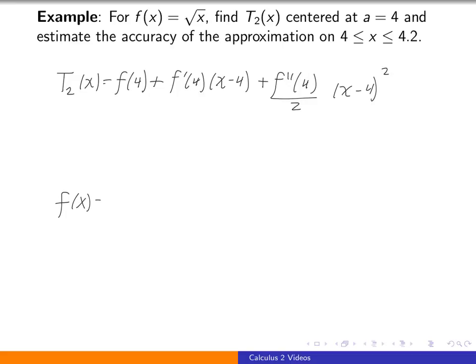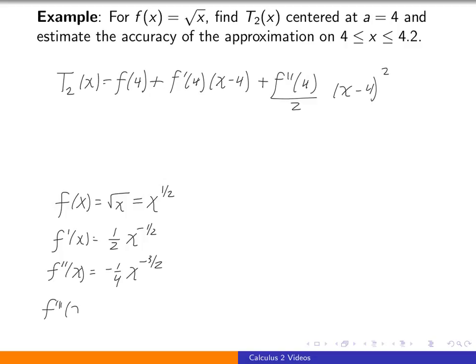So f of x is the square root of x. In terms of differentiation, it's maybe convenient to rewrite this as x to the 1/2. Then using the power rule, f prime of x is 1/2 x to the minus 1/2. f double prime is minus 1/4 x to the minus 3/2. And for future use, let's just note f triple prime is equal to 3/8 x to the minus 5/2.